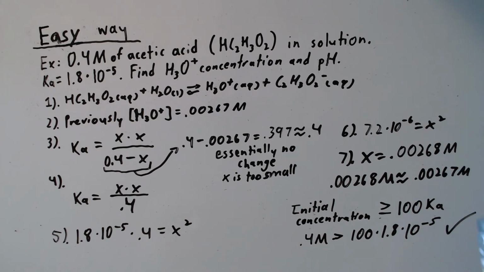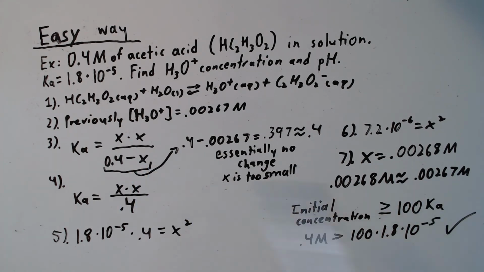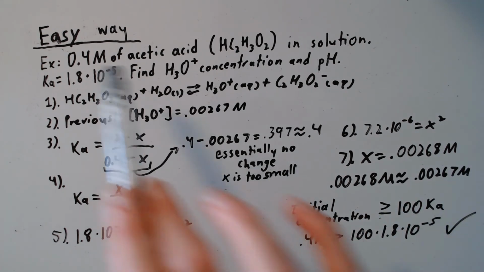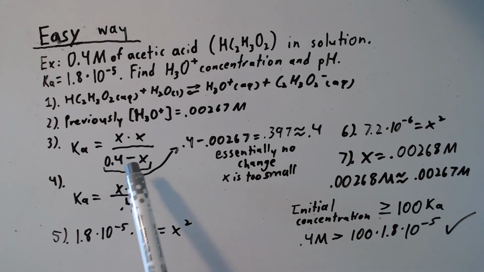0.00268 molar. It's slightly different from our previous answer of 0.00267 molar, because we took out this x on the bottom. But is it really that different? 0.00268 molar is basically the same as 0.00267 molar. It's so similar, and on the exams, they usually accept both answers. So you can either solve it the quadratic way or this easy way where you don't need the x, because it's just too darn small on the bottom.